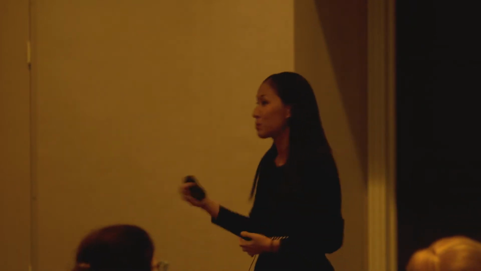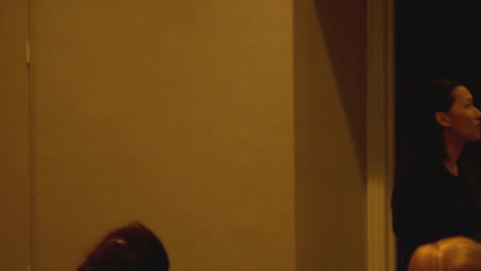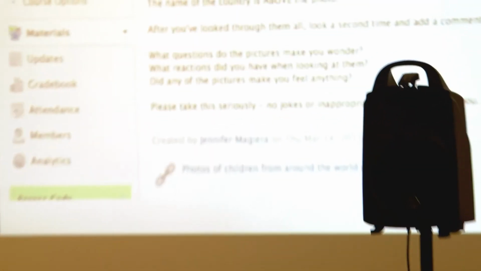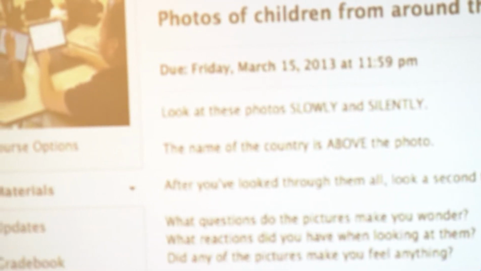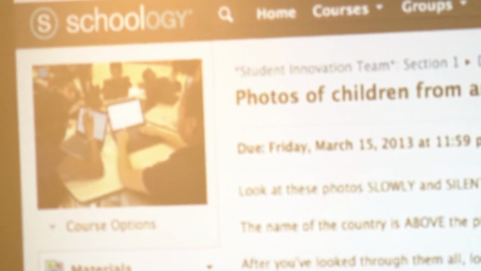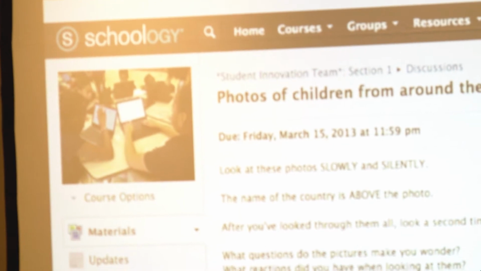Now, I would show this to our second graders all the way up to our 12th graders, and all of them were intrigued by this because at one point or another, they were interested in toys. And so as they saw the photos of the children from around the world, they were supposed to be responding silently without any oral discussion.